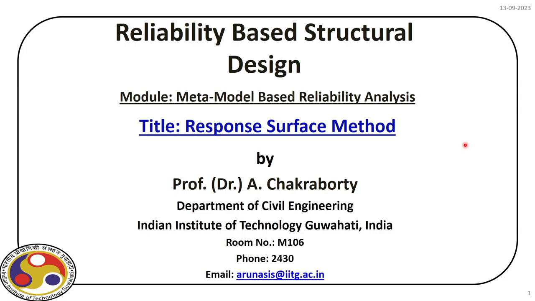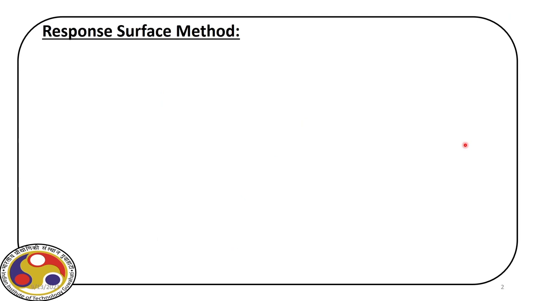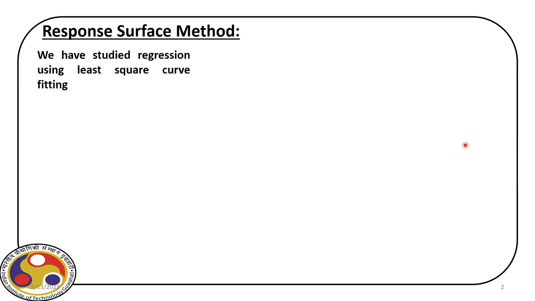Today's topic is the response surface method. In this ninth module, we have two earlier classes, and in the first class we studied the least square approach and then orthogonal polynomials. In this lecture we are going to first use least square based approximation to create a metamodel, and then using that metamodel we will go for reliability analysis. Let us quickly revisit the least square approach that we have already discussed in detail.